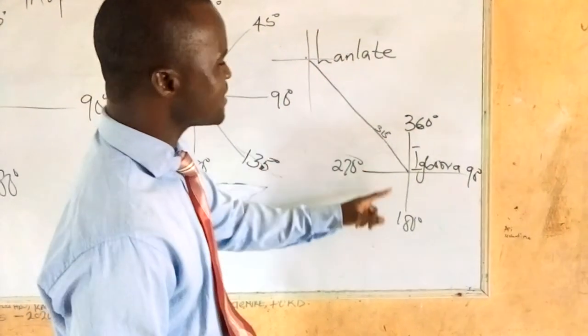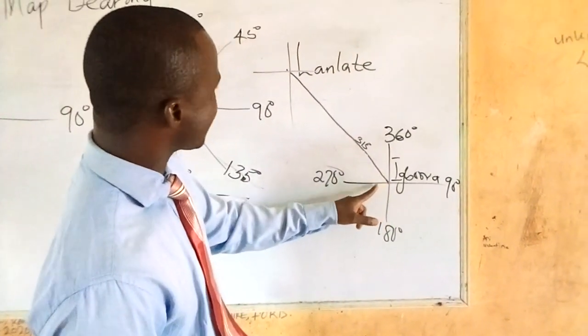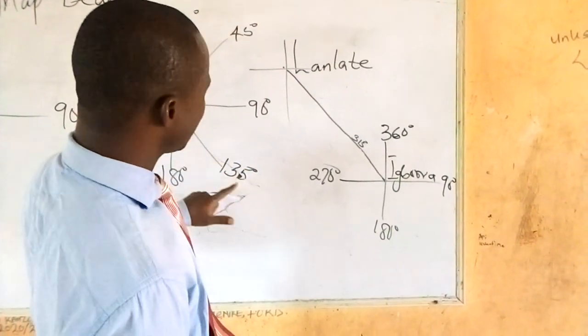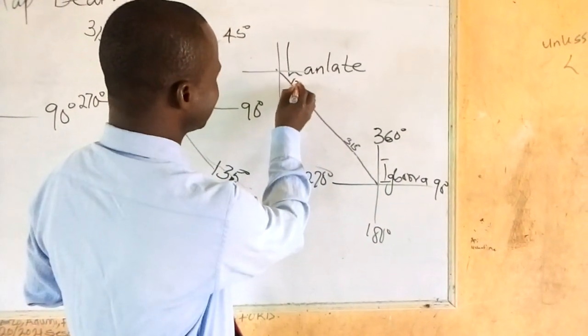But what if the question is, what is the bearing of Igbora from Lanlate? It means your answer is this, 135 degrees.